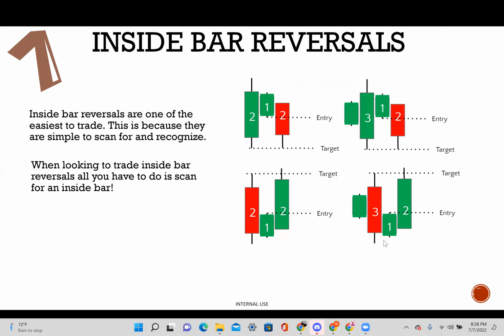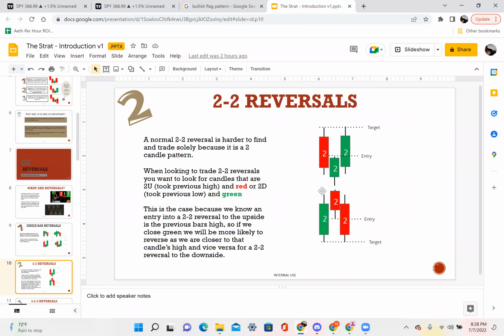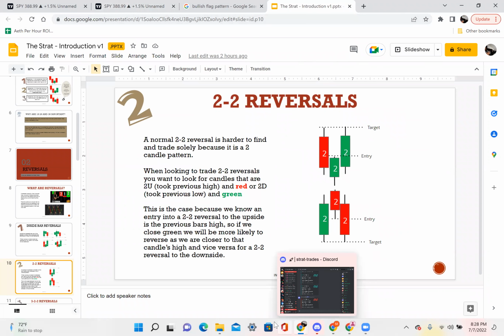So real quick, let me stop sharing this. Give me 1 second, I'm trying to back up. There we go. And that's my favorite one, the 2-2 reversal. But boom. Now that I backed out of here, let me go to the chat. I'm going to go ahead and answer some questions.